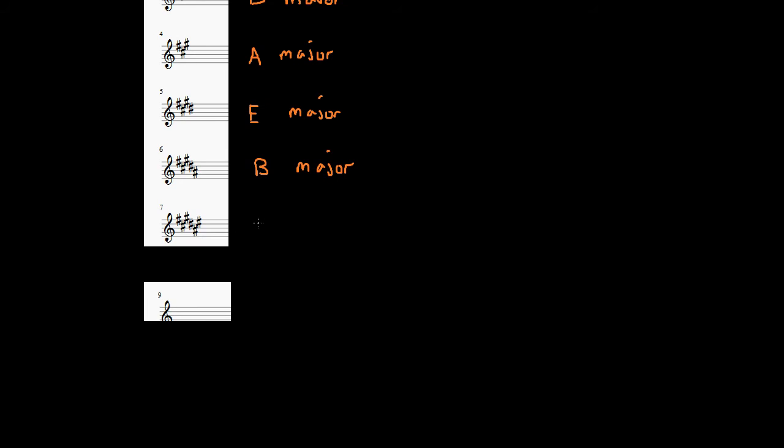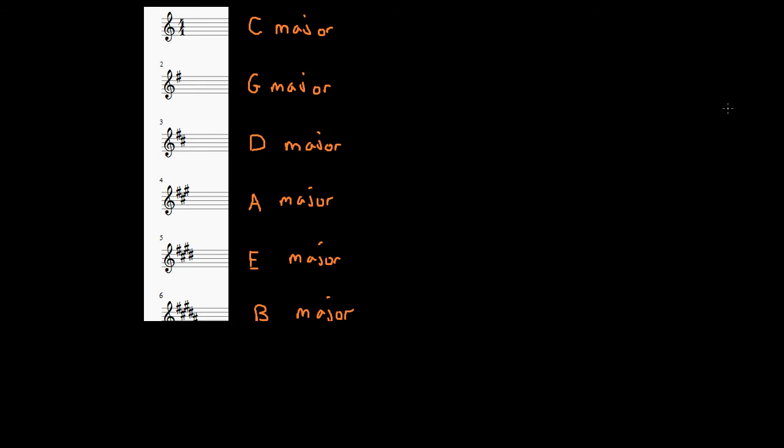So, 1 sharp means you're in the key of G major. 2 sharps means you are in D major. 3 sharps is A major. 4 sharps is E major. 5 sharps is B major. 6 sharps is F sharp major. You can also have 7 sharps, which is C sharp major, but I don't think they're going to give you a melody in that key.